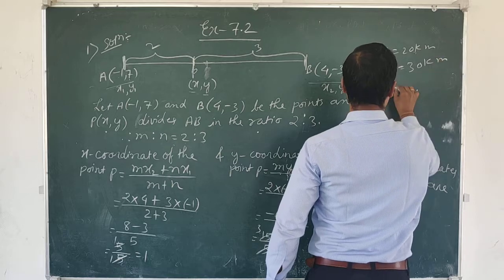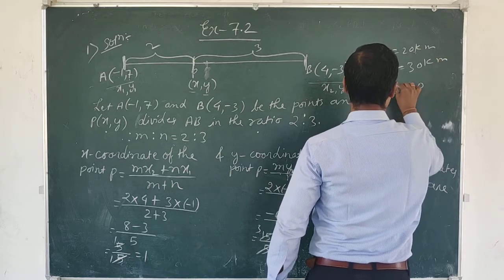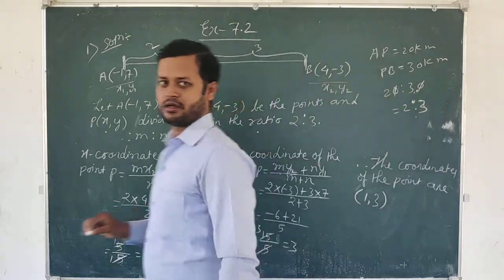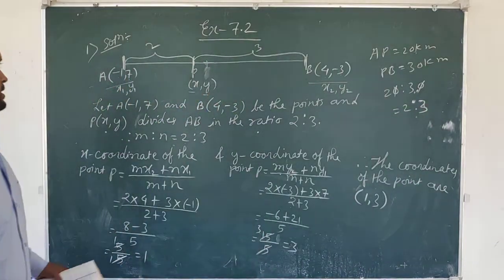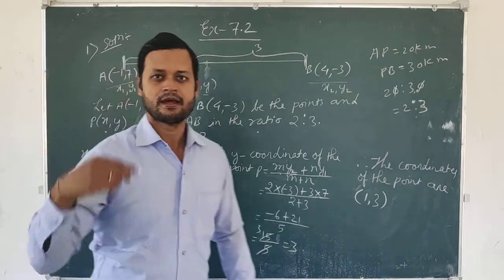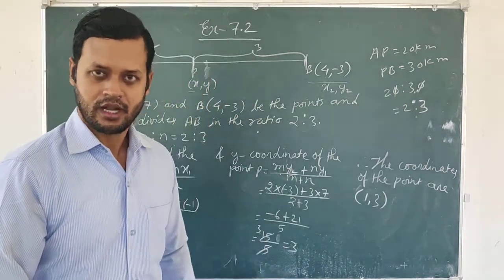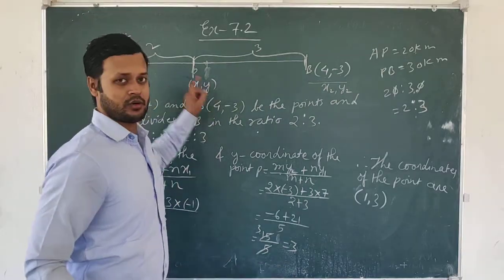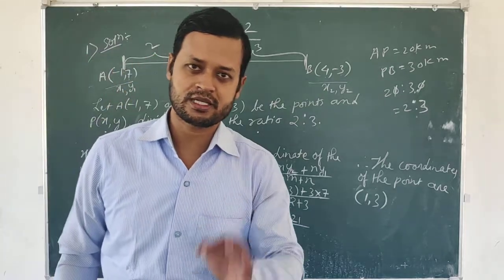So what is the ratio? 20:30, that is 2:3. Isn't it? Understood? So now they are planning to install one tower such that AP is to PB is equal to 2:3. So now what will be the coordinates of this tower? At what point must the tower be installed?